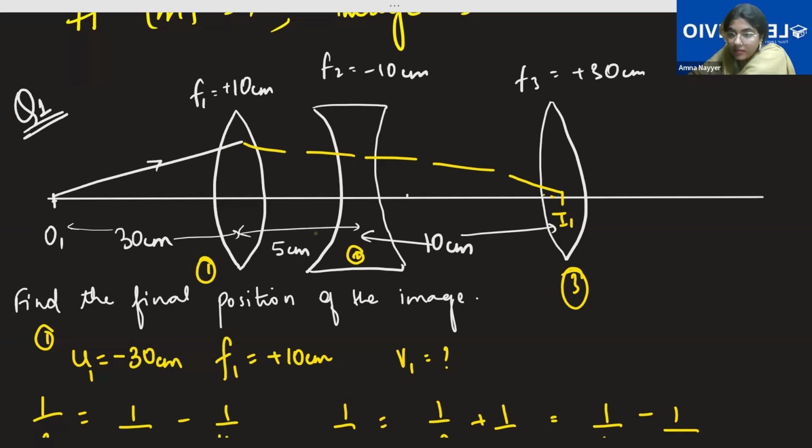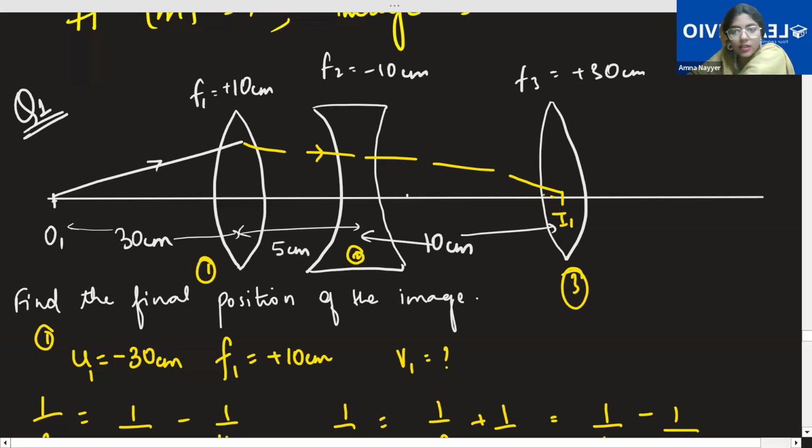This is a real object, but this light ray is just incident on the first surface. So for this concave lens, now pay attention guys, the light ray that is acting as the object distance, where is it coming from? It is coming from I1, right? So this I1, which is the intermediate image, now acts as the virtual object for the concave lens.